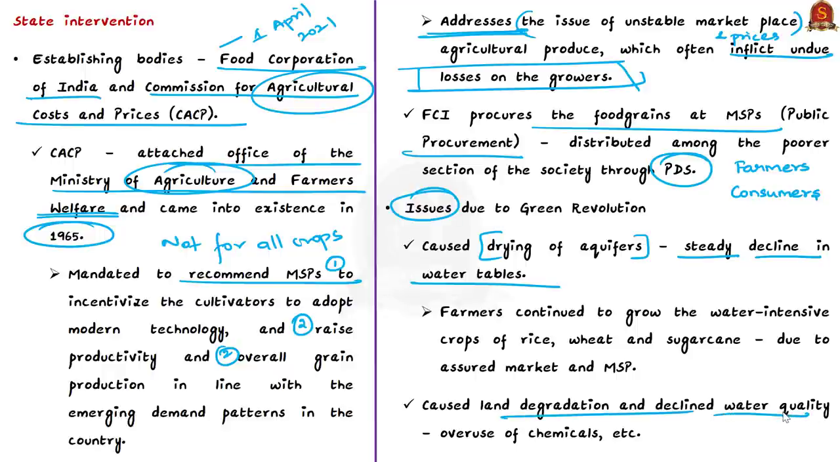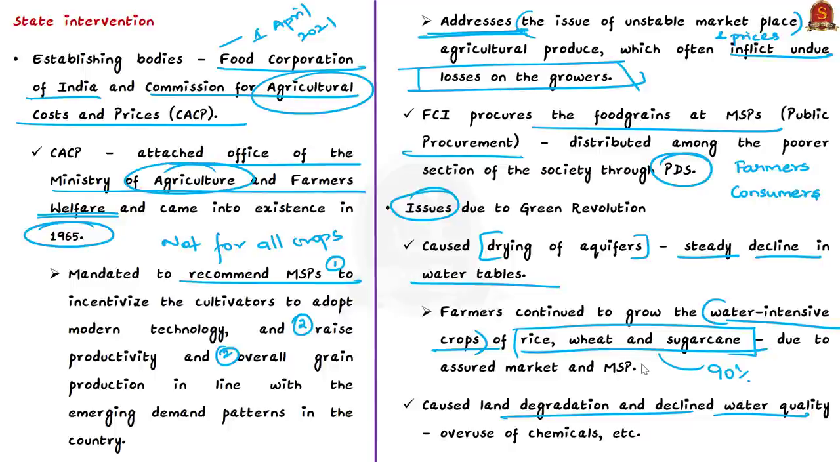Now the aquifers dried because farmers continued to grow the water intensive crops of rice, wheat and sugarcane. And according to the author, 90% of India's water is consumed in farming these crops. Now why do farmers grow only these crops? This is because of the assured market and assured minimum support price. In addition to this, farmers majorly started cultivating only the MSP crops. So other crops are not given importance. Also, farmers who are cultivating non-MSP crops do not get the benefit of an assured market. So these are other issues that are faced by farmers.